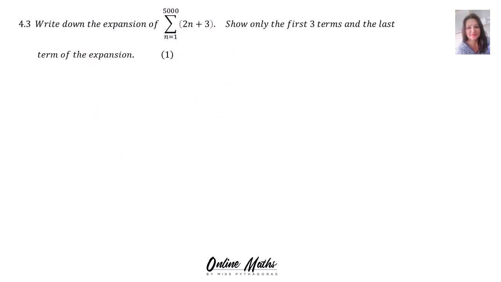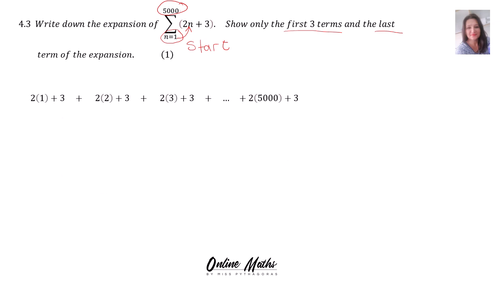On number 4.3, they want us to write down the expansion of the sigma notation, and we have to show only the first 3 terms and the last term. So how does this work? On your sigma notation, the number that you find at the bottom is where you're going to start with your substitution into your expression. And where are you going to end? You are going to end with the number on top. So when you do the substitution, can you see I substituted 1, 2, 3, only the first 3, and then the last one. This 5,000 I found on top, and then it forms a little series: 5, 7, 9, and 10,003. This is worth 1 mark for you.